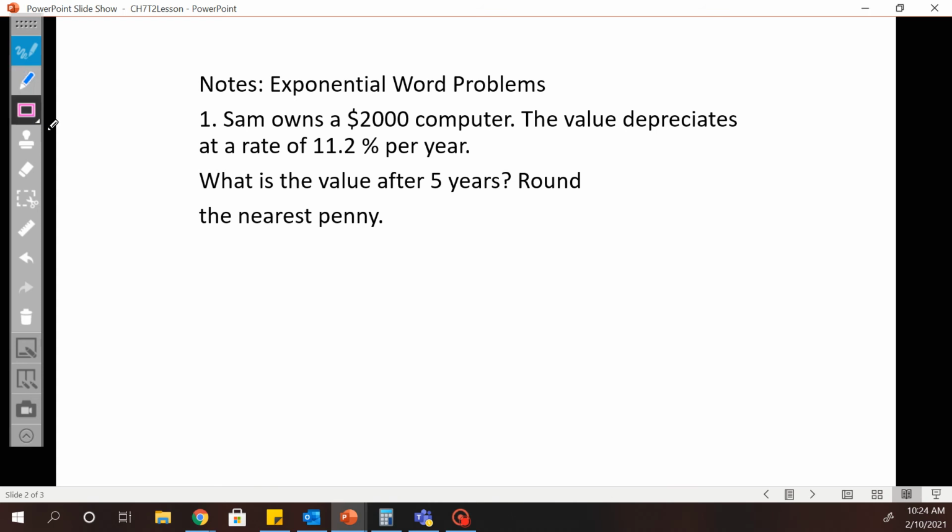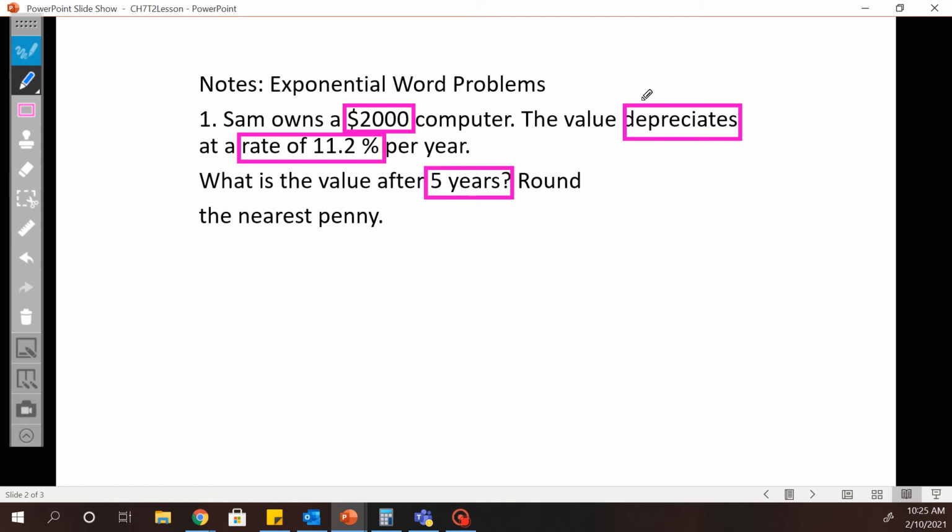So let's take a look at this first example. Sam owns a $2,000 computer. The value depreciates at a rate of 11.2% per year. What is the value after 5 years, rounded to the nearest penny? All right, so the important information here: we got 2,000 as our starting amount. The value is depreciating, which means that it's decreasing, and the rate at which it's decreasing is 11.2% per year. We want to know how much it's worth after 5 years.